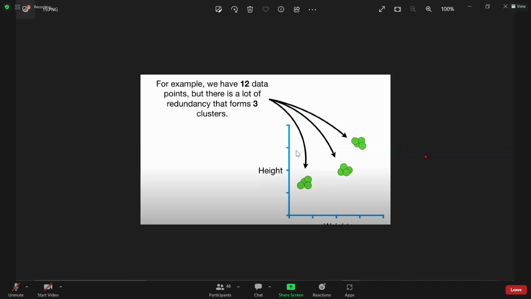So here, for example, if we have 12 data points, it is equally distributed. We have 12 data points, but there is a lot of redundancy that forms 3 clusters. If you have 1,000 data points, you can make it 10 clusters. Every cluster is how many points? 10 into 10 equals 100, sorry, 100 into 10, which is 1,000.